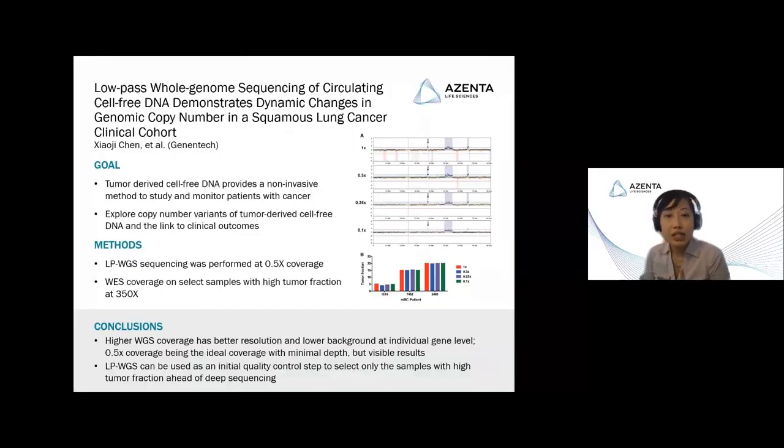And then lastly, this work from Genentech did test the effectiveness of using a low-pass whole genome sequencing method as a non-invasive alternative to monitor patients with lung cancer. They did this by evaluating the copy number variants of tumor-derived cell-free DNA, and they linked it to how well a patient was performing in the clinic.